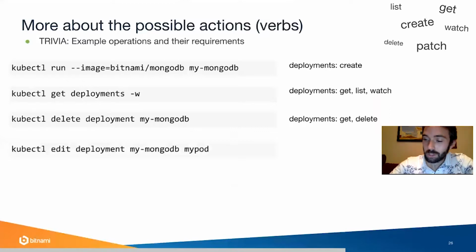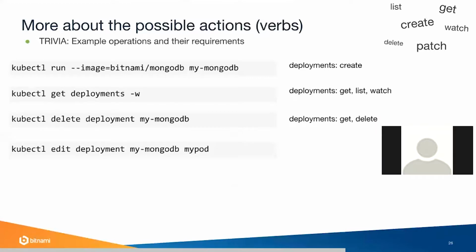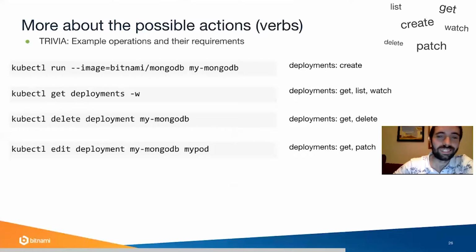Next one, to edit a deployment. So it's just when you use kubectl edit deployment, it opens an editor and you can change this parameter that will get updated. So in this case, what do we need? Get and patch. Bingo.